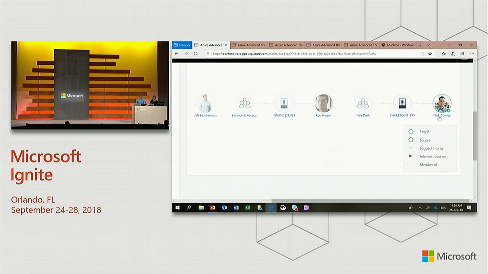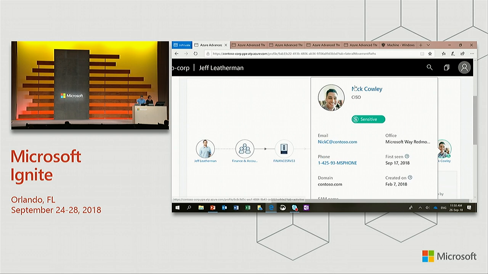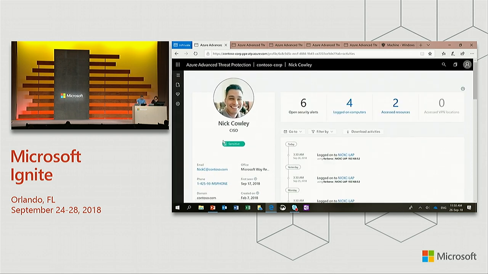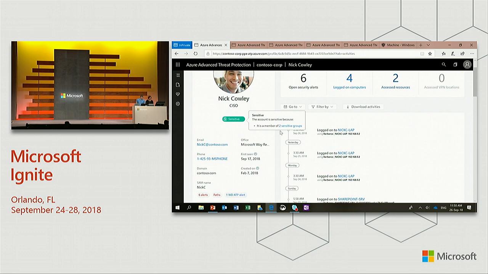So we were at Jeff, and we had the lateral movement path. Let's get it up and running, and let's see what we know about Nick. We know that Nick is a security administrator. And let's open Nick's page here. Hey, Al, what makes Nick a sensitive user? Oh, you're talking about this tag? Yeah. So this tag is showing us that Nick is a sensitive user.